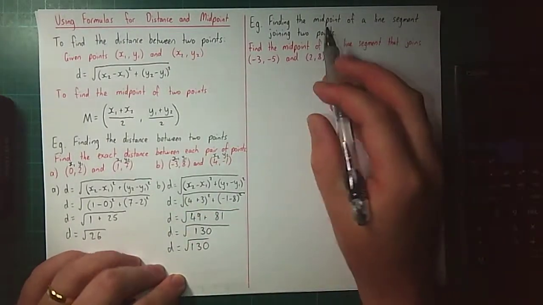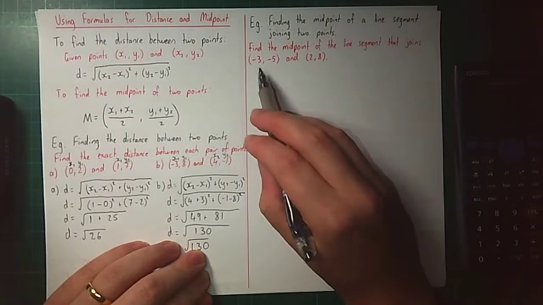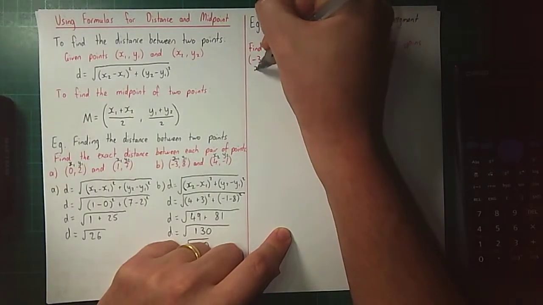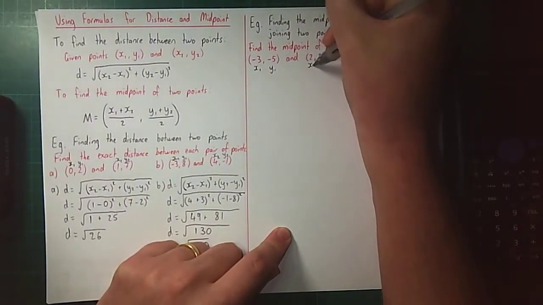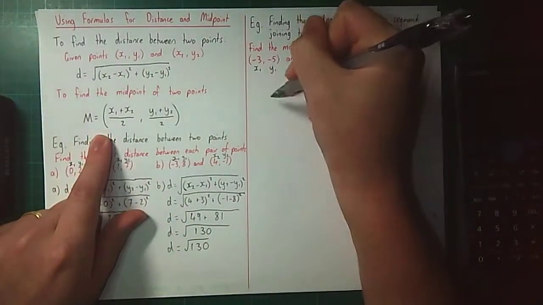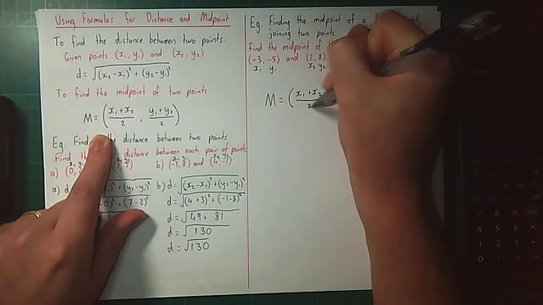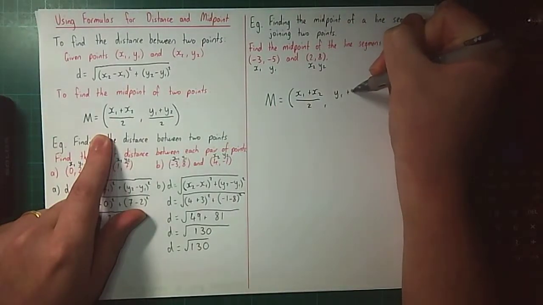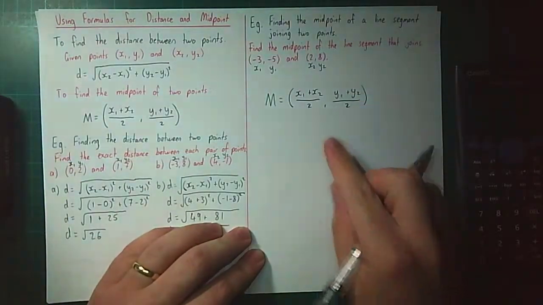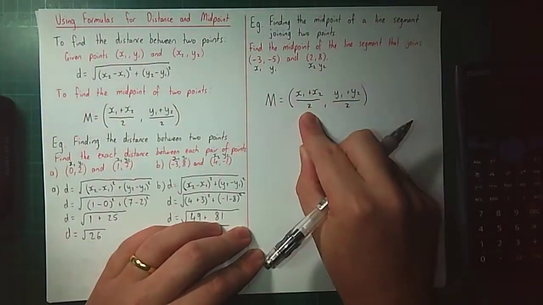Next, we're going to find the midpoint of a line segment joining 2 points. So to find the midpoint of the line segment that joins (-3, -5) and (2, 8), first of all, we're going to label these. This is going to be our x1, y1, x2, y2. And we're going to use our midpoint formula that we mentioned earlier. So we've got M is equal to (x1 plus x2) all over 2, and then (y1 plus y2) all over 2. Now, this is a weird formula to use because you'll notice that there's a comma, and that's rare in formulas, but that's because this is the formula to find the x point, and this is the formula to find the y point.